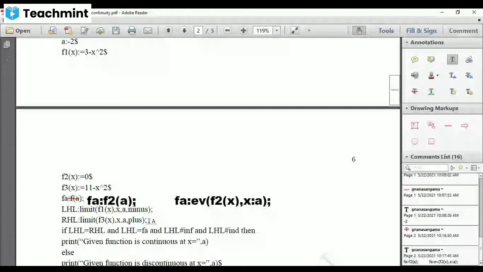Now we'll verify the condition. Condition for continuity in total. If LHL is equal to RHL, that gives you the limit of a function. So if these two are equal, then the limit exists. That limit is equal to the value of LHL or RHL. Because they are the same, you can write any one of them. So if they are equal, and the third condition says what? That limit should be equal to f of a. So because these two are equal, that is your limit value.